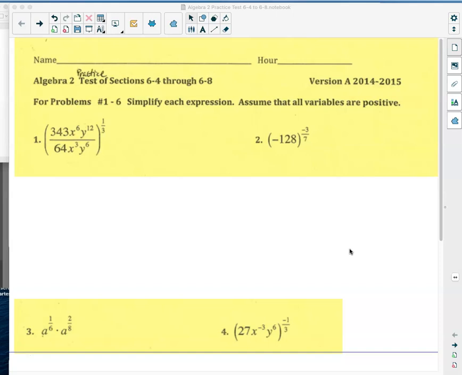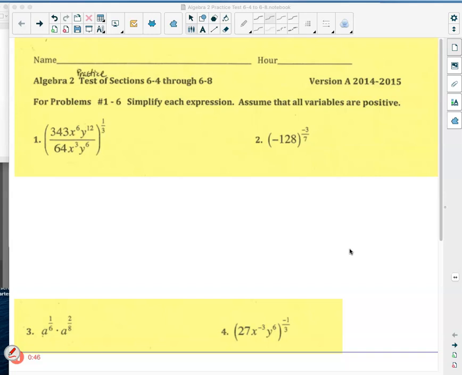And for problems 1 through 6, it says simplify each expression and assume that all variables are positive. So no absolute value business. We're done with that. But we can see we still have a lot of work to do on all of those topics that had to do with exponents. So for number 1, we have 343 x to the 6th y to the 12th over 64 x to the 3rd y to the 6th.